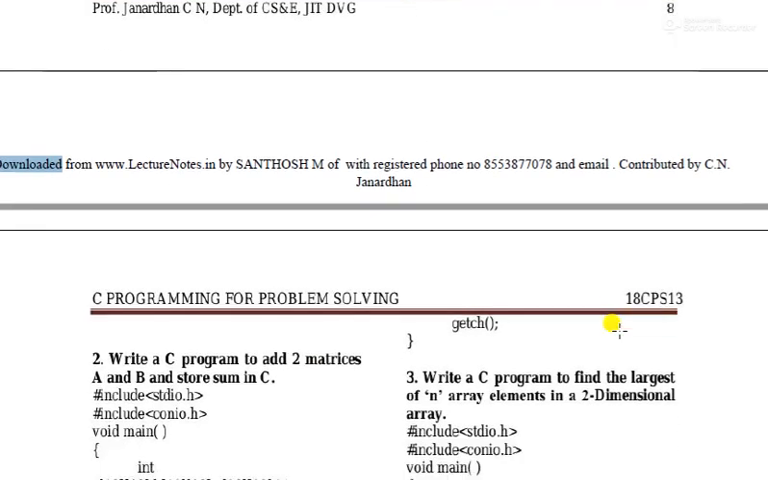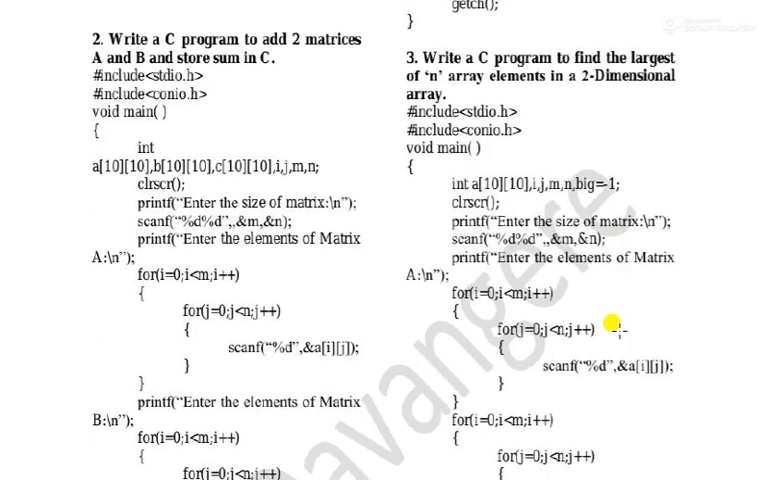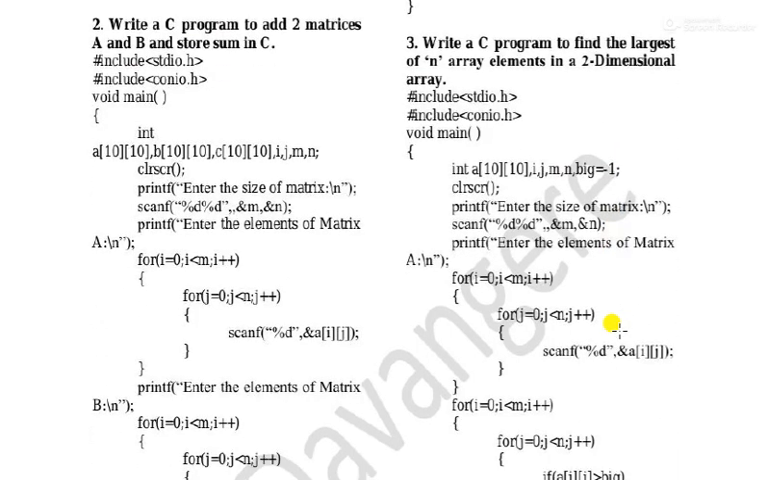Next, write a C program to add two matrices. Now you have to declare two matrices, two-dimensional array A and array B, and then you store the result in array C. So this one is also an important question. This question was asked in your examination two years back for 10 marks. Write a C program to add two matrices A and B and store the sum in C. So this one is a very easy program.